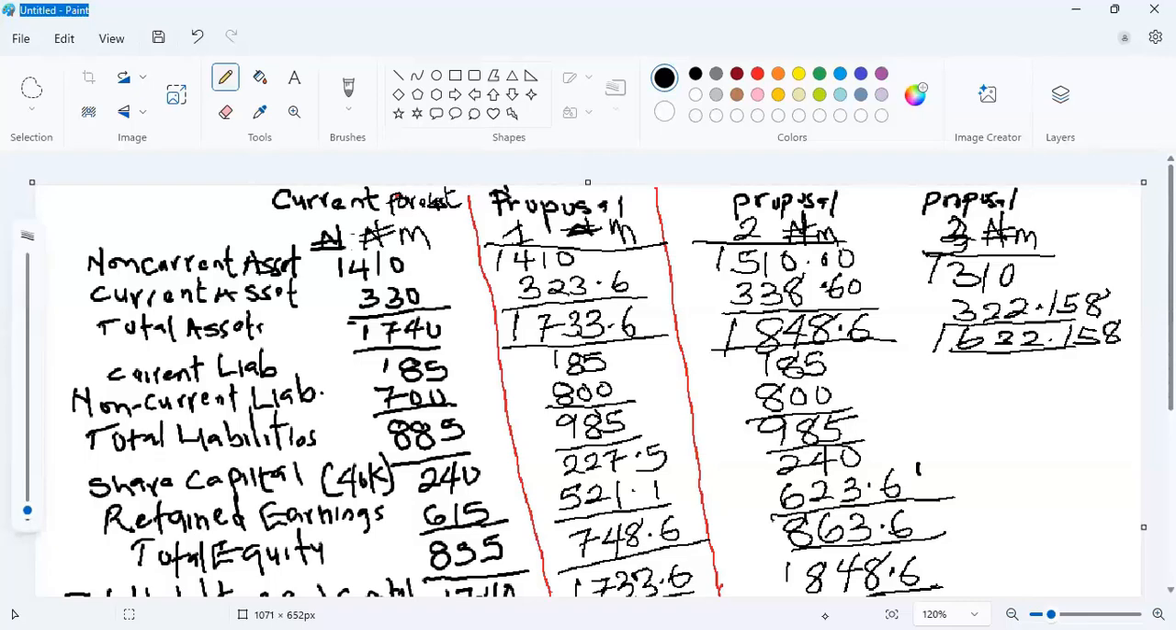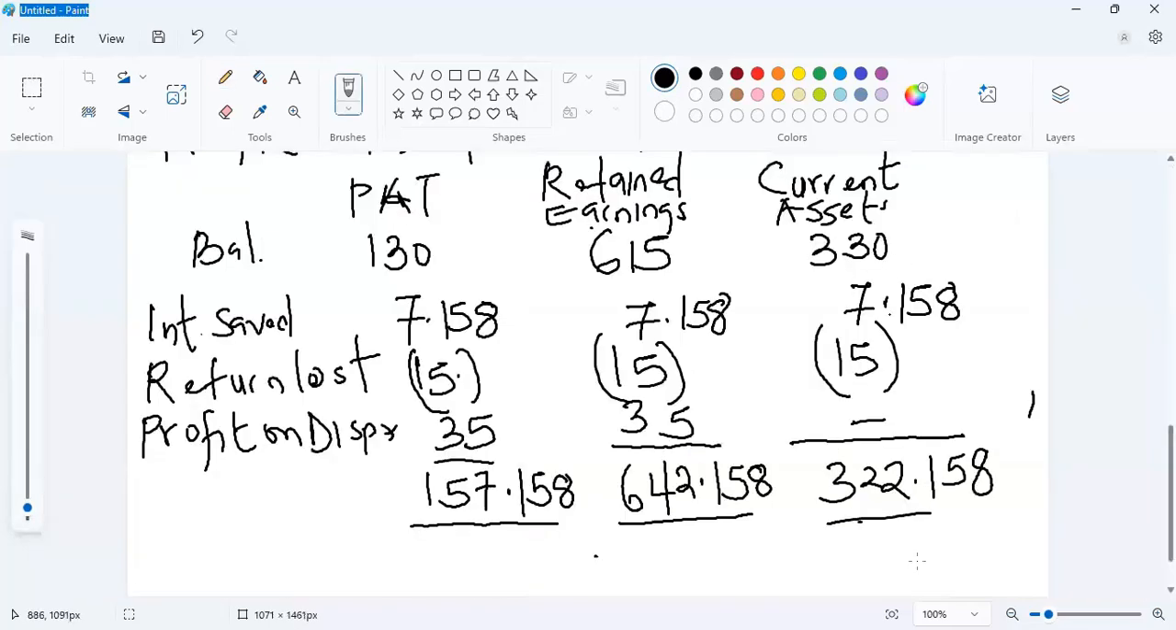Just 1 minute. I'll be finished in 2 minutes. Okay, I think we got 133. Please check this again. I don't want to come back to this thing. Is this figure correct? 322.158. It's correct. Okay, that means maybe I'm the one making the mistake. Okay, let's go on, whatever the case.